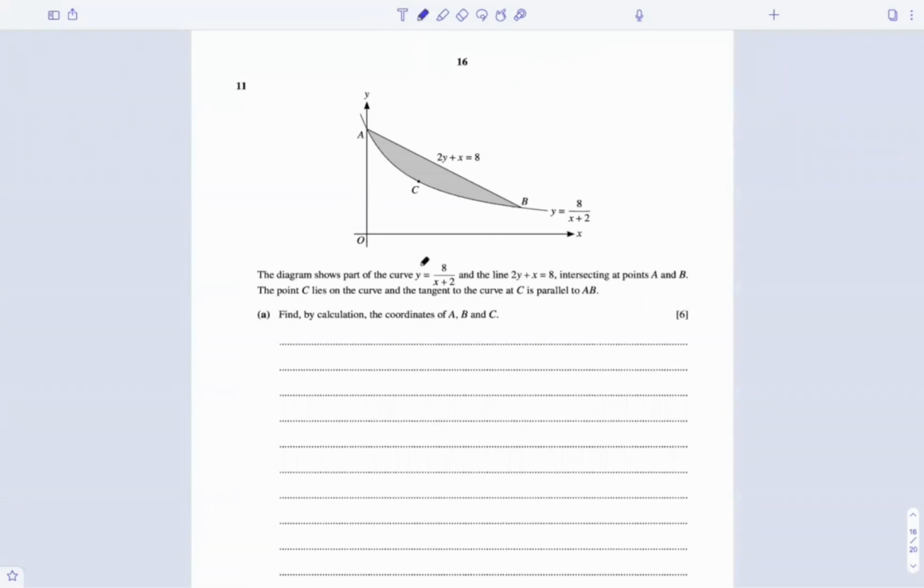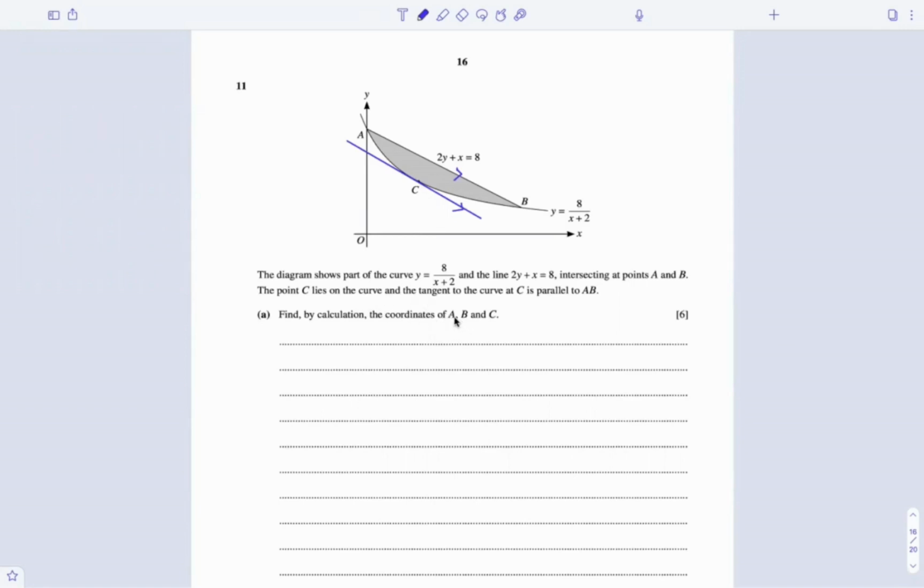Question 11: we have a curve y equals 8 upon x plus 2 and the line 2y plus x equals 8 intersecting at points A and B. The point C lies on the curve and the tangent to the curve at C is parallel to AB. So if we make a tangent to the curve at C, it is parallel to AB, which means that the gradient of AB and the tangent at C are equal. We have to find the coordinates of A, B, and C.